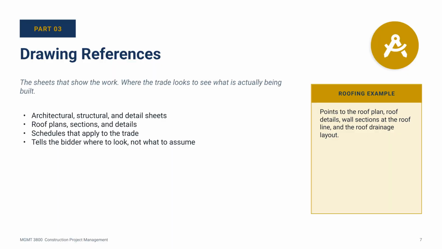Part 3, drawing references. Same idea as the spec references, but for the drawings. Which sheets does this trade need to look at? For roofing, that means roof plans, roof details, wall sections where the roof meets the wall, and any drainage sheets. The scope tells the contractor where to look. It does not summarize what the drawings show. That is the contractor's job.